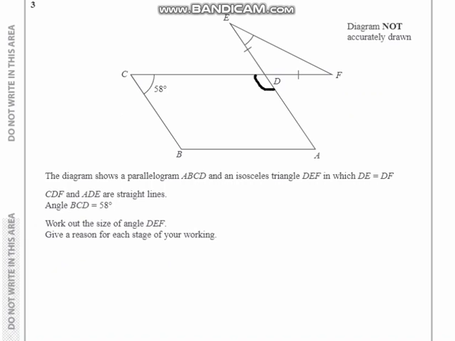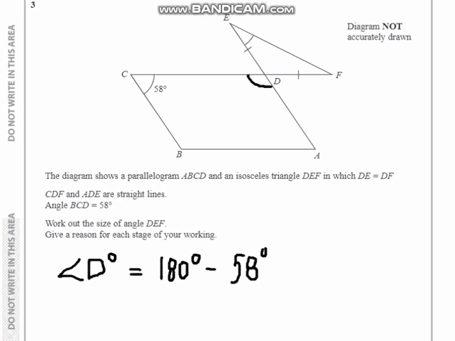They also said that CDF, which is from C to D to F, is a straight line, and angles on a straight line add up to 180. So angle D would be 180 degrees minus 58 degrees. We subtract it and we get 122 degrees. So the angle D is 122, and in a parallelogram opposite angles are the same. So angle B will be 122 and angle A would be 58, and that adds up to 360. So the first half has been done.